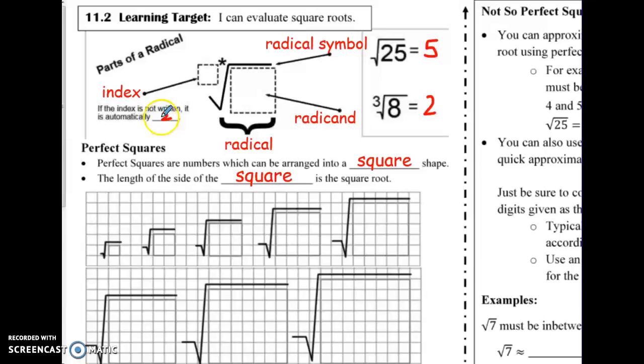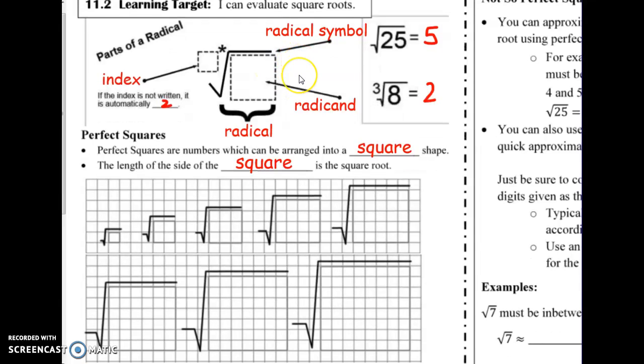Again, index, it's normally a 2 if you're talking about square root, but we're allowed to put a 3 or even a 4 or a 5 if we want to have more matching factors. The number inside is called the radicand. The whole thing is sometimes called a radical. And again, this is your radical symbol. It might look a lot like your long division symbol from elementary school.